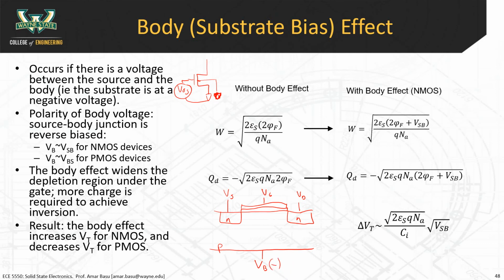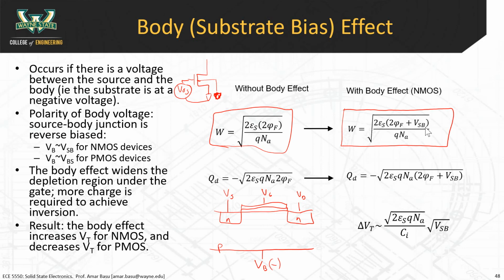Now, if we apply a negative voltage here, what's going to happen is shown by these equations. If you don't apply a body voltage, the width of your depletion region is given by this equation. If you apply a body voltage, a VSB, then the depletion width increases by an amount related to the square root of VSB. You have the second term here that you've added. That's the way to remember mathematically what's happening there.